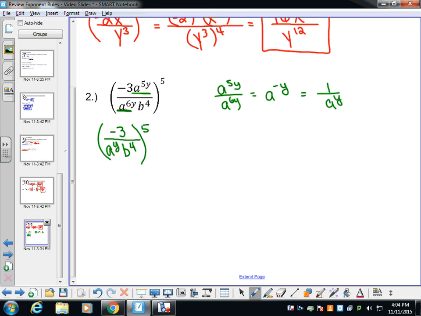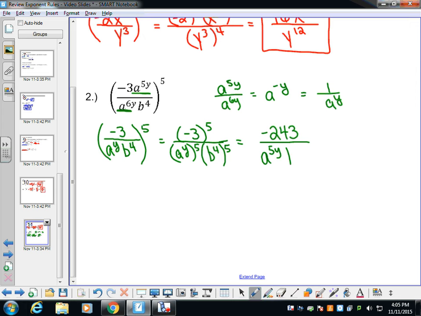Now I can raise everything to the 5th. So negative 3 to the 5th over a to the y to the 5th, b to the 4th to the 5th. So then I get negative 243 over a to the 5y, b to the 20th. So we reviewed a ton of different examples with exponents, so hopefully this video helps.